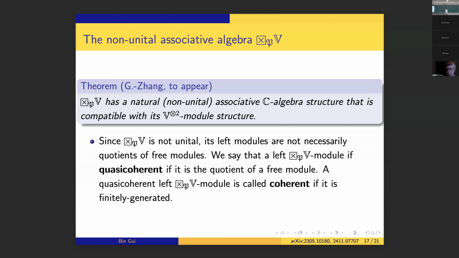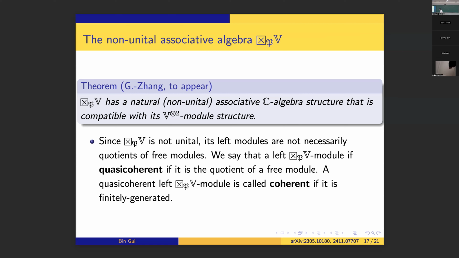And in order to relate these two categories, you cannot just use an arbitrary representation or left module of this associative algebra. I have to consider a special class of left modules, which we call quasi-coherent left modules. The main reason is that because this associative algebra box tensor V is not unital, not all left modules are quotients of free modules. So in order to get good left modules, we have to look at these quotients of free modules.